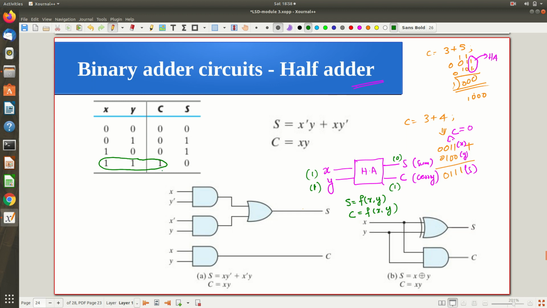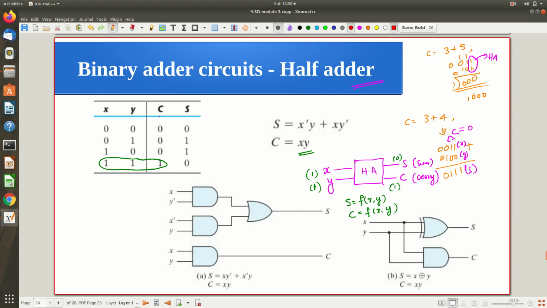So the SOP expression for this is the minterm. Of minterms 0, 1, 2, 3, only minterm 3 is involved. That is x y. So this is the expression for carry. Is it clear? We saw many similar examples, so there is nothing that can create any confusion.